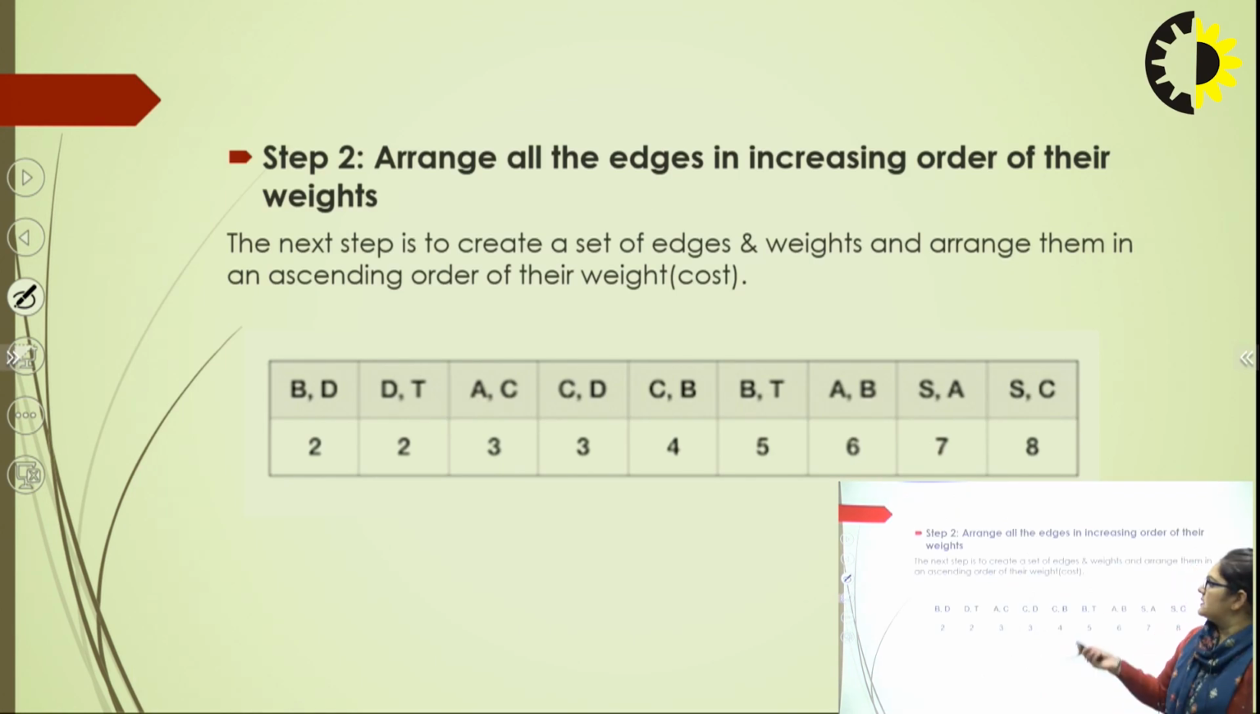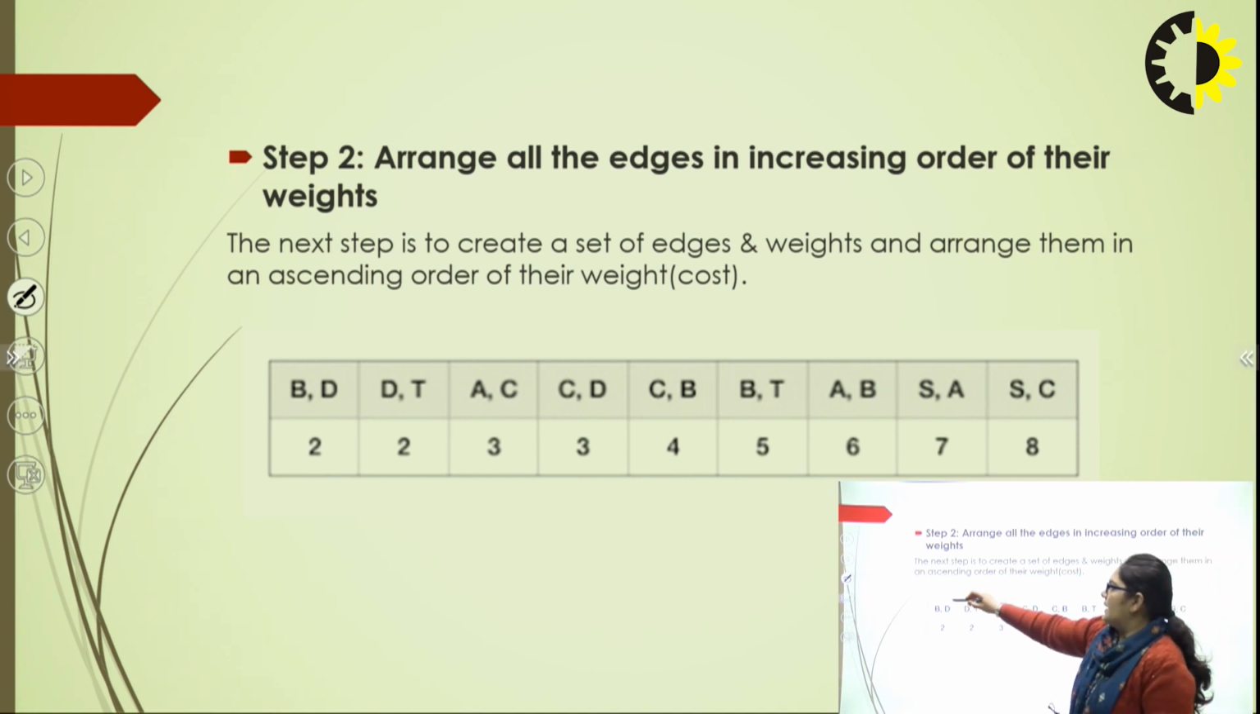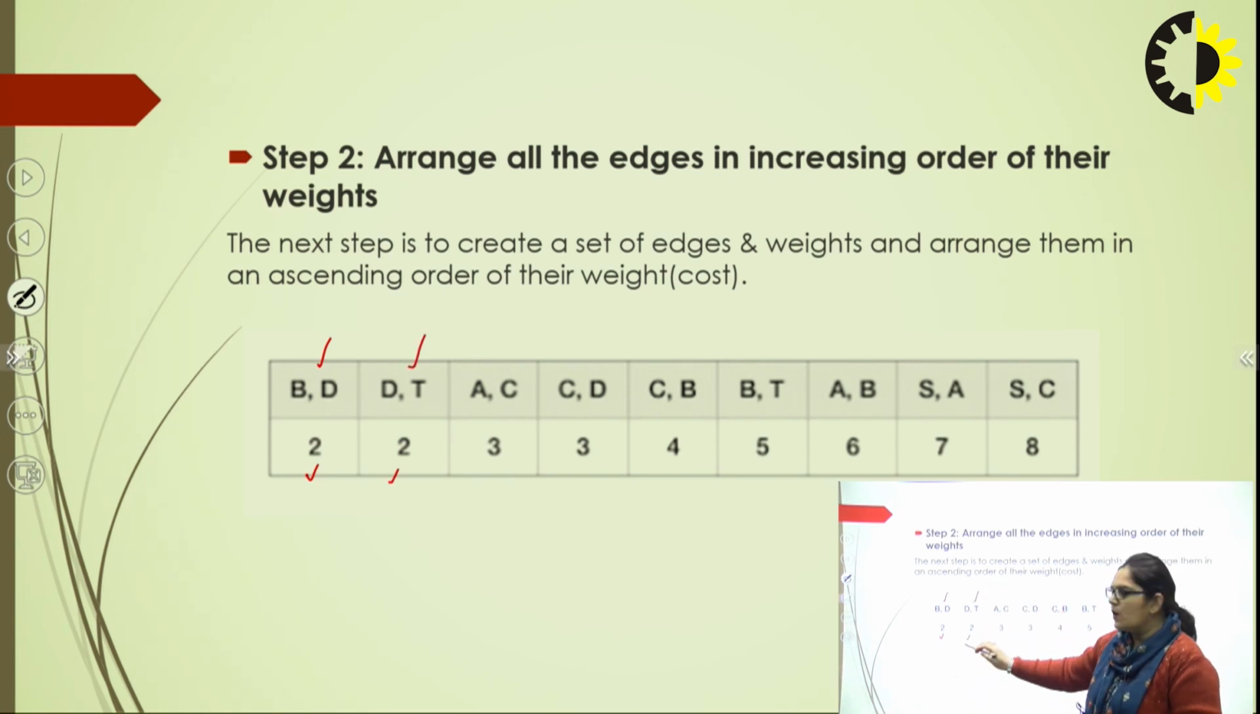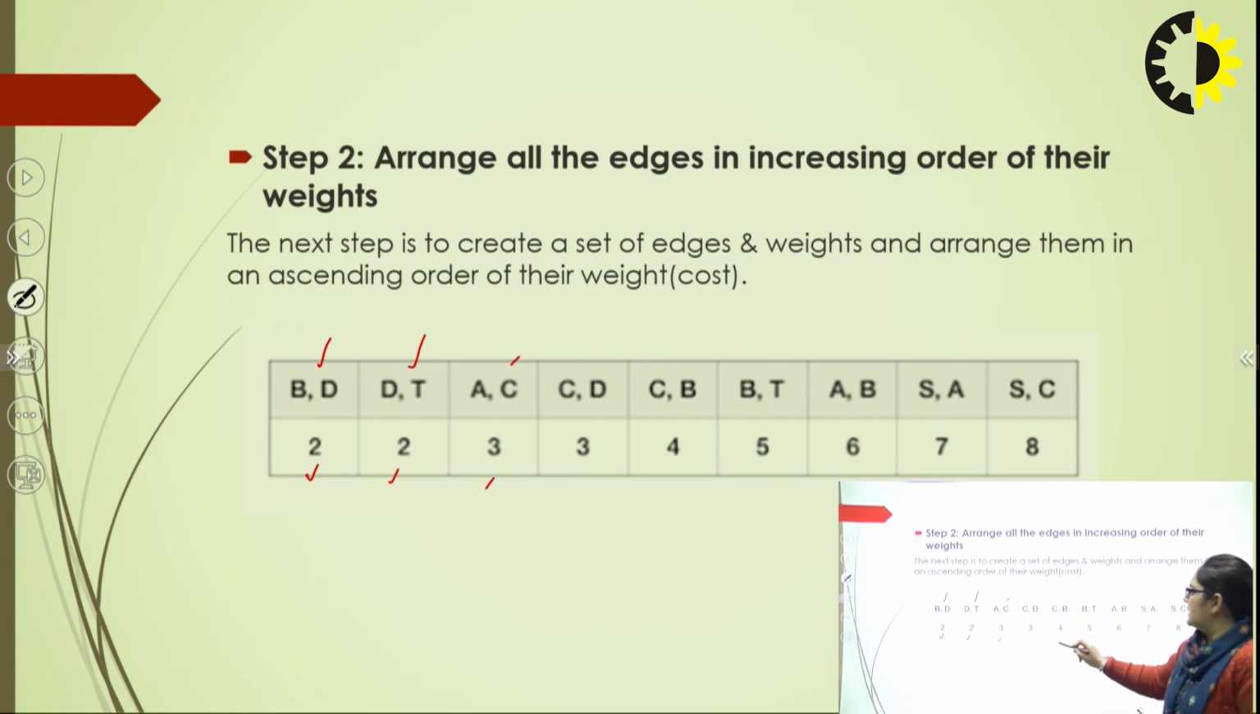Then in step 2, we arrange or sort all the edges in increasing order of their weights. For the given graph, the edge BD has the minimum cost, that is 2. Then edge DT also has cost 2. Then AC having cost 3, up to the edge SC which has the cost value 8. So we have arranged the edges in ascending order of their cost or weight value.